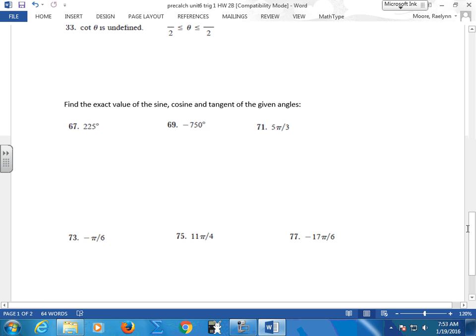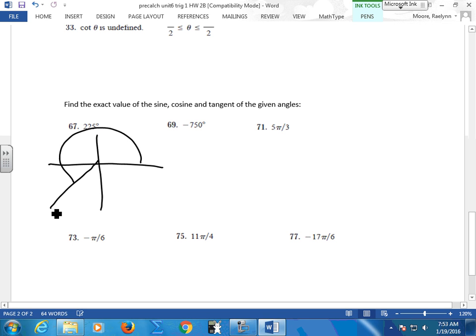Find the exact values. Let's hit one of these. Let's hit 225. What quadrant would I find 225? Third. It terminates here. What would my reference angle be? If this is 180 and this is 225, 45. So then you can fill the rest of it in, right?